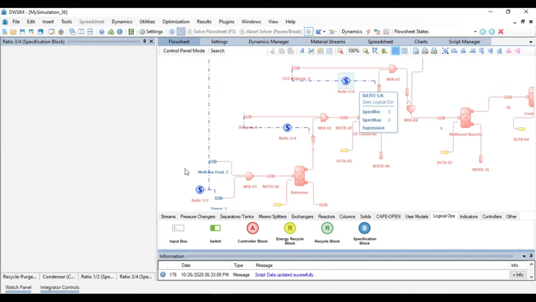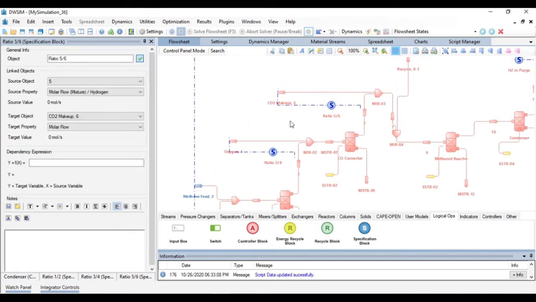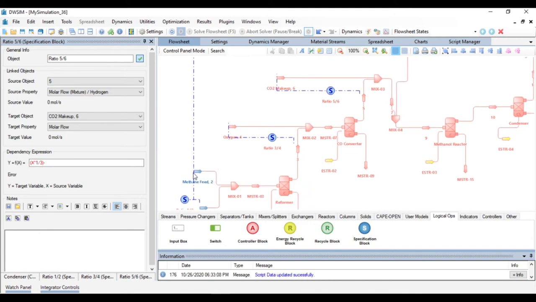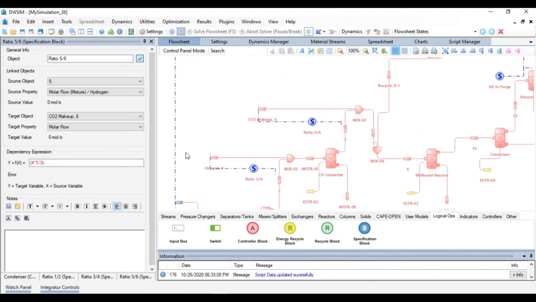So in the ratio 5 and 6, we know that the ratio of the hydrogen to carbon dioxide is 3:1. So the expression here is x times 1 over 3, because the hydrogen is a source property. Then we will deduct the number of carbon dioxide formed. So we have the basis in the methane feed of 100 moles. So the percent of methane here is 99%, so the number of moles of methane is 99. And the mole ratio of methane and the CO2, if it is complete, is 1:1. And also, if it is complete, the 99 moles of methane is completely converted into 99 moles of carbon dioxide. So, minus 99 in the expression. So, click enter.